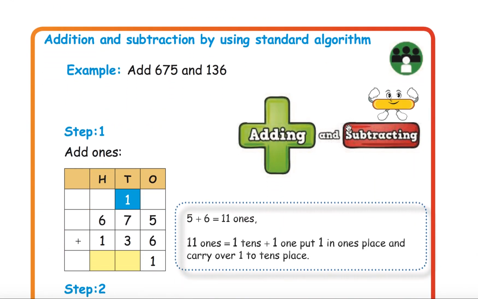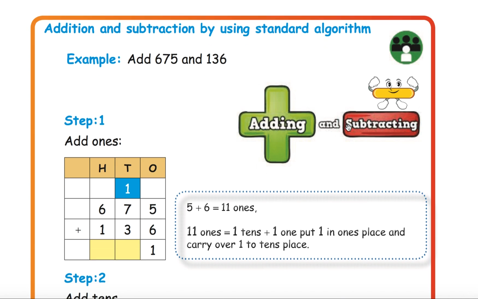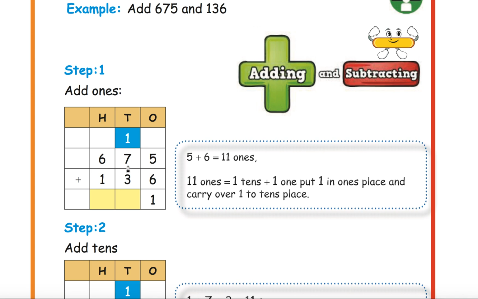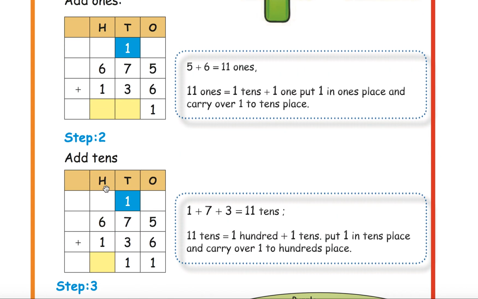Addition and subtraction using the standard algorithm. Adding: 5 plus 6, 11, 1. 7 plus 3 plus 1, like this, 1. 6 plus 1 plus 1, 8. Okay.